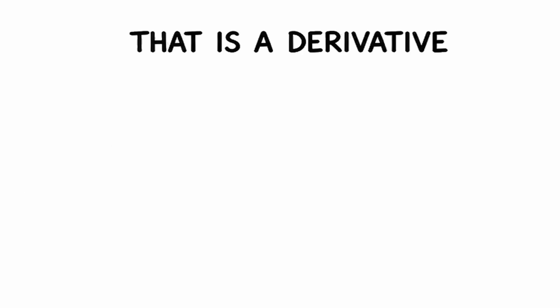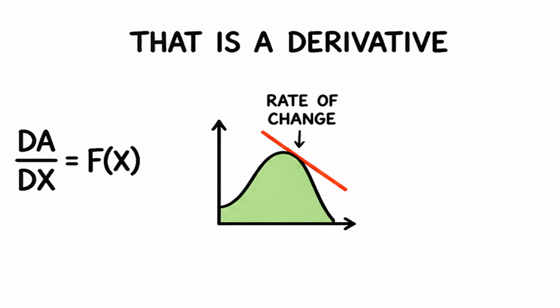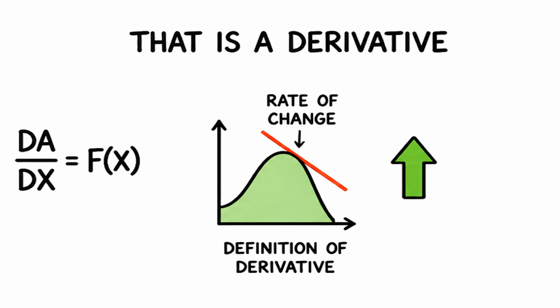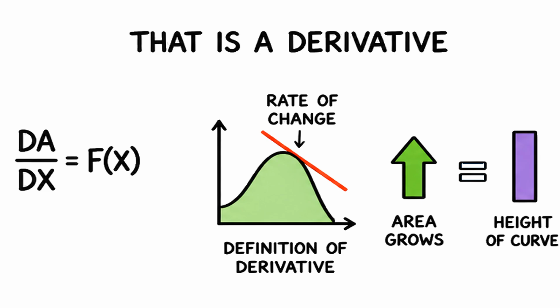But wait, a change in output over a change in input is the exact definition of a derivative. The rate at which area grows equals the height of the original curve.